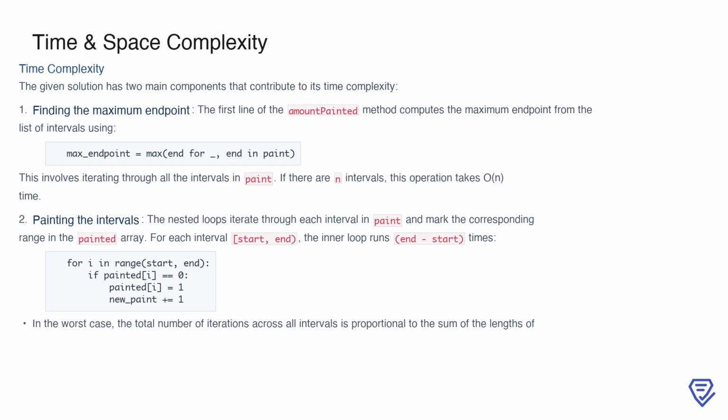The second operation involves painting the intervals. For each interval, we iterate through its range, marking the corresponding positions in the painted array. If an interval spans from start to end, the inner loop performs end-start iterations. In the worst case, if we sum up all iterations across all intervals, the total work done is proportional to the combined length of all intervals. This means the second step takes O(L) time, where L is the total length of the union of all intervals.